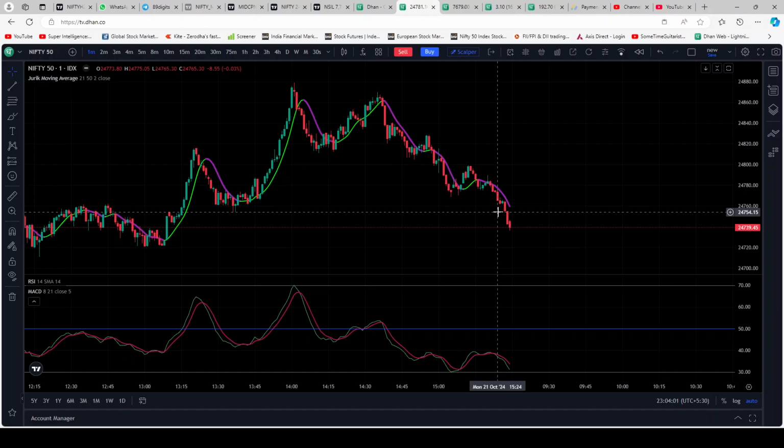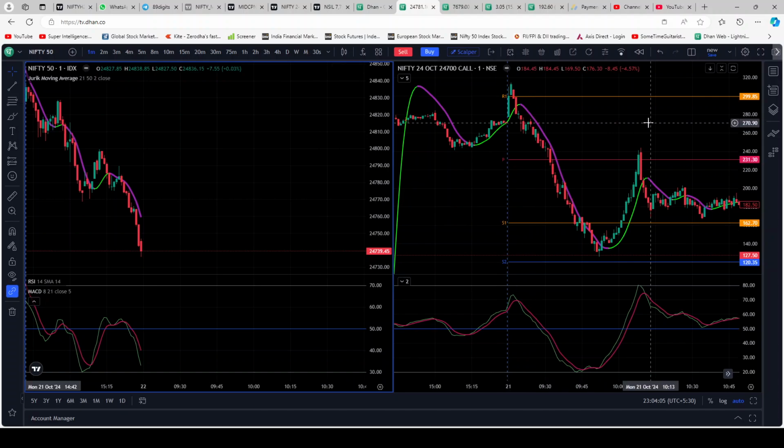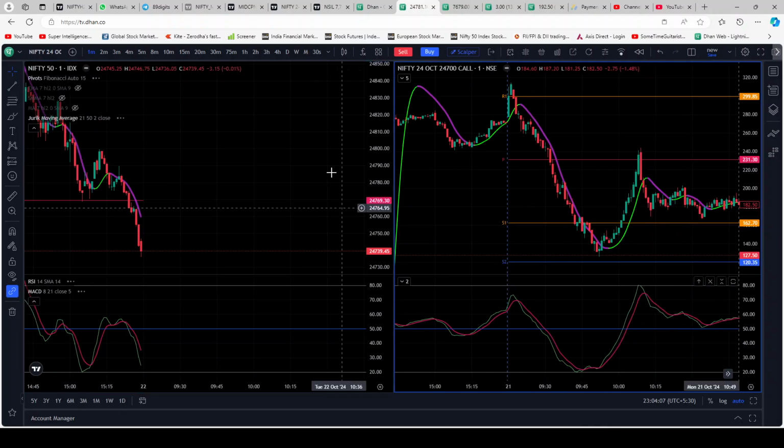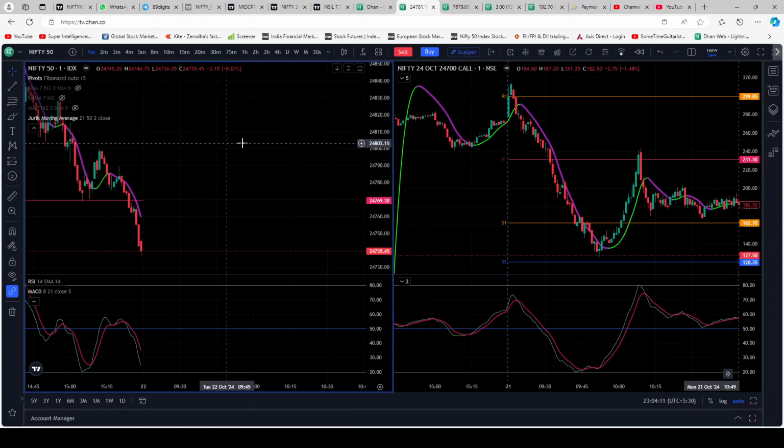And these are all visible on the chart also. Let me just apply this to the whole screen. So I'll refresh this. What happened over here? Just hold on.